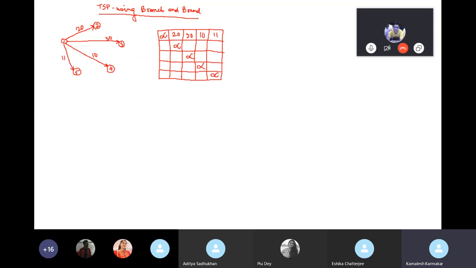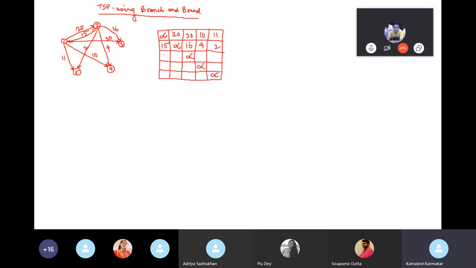Similarly, 2 to 1, this distance is 15. 2 to 2 is infinite. 2 to 3, this cost is 16. 2 to 4, this cost is 4. And 2 to 5, this cost is 2.